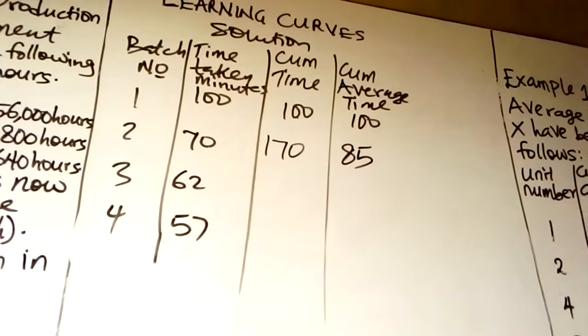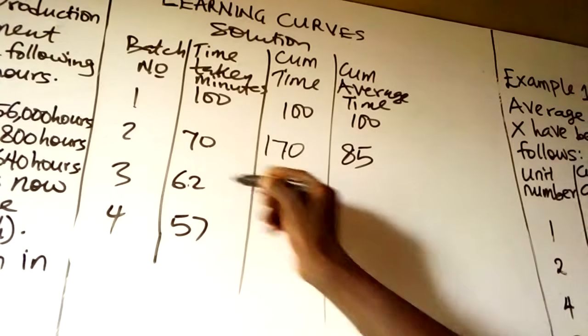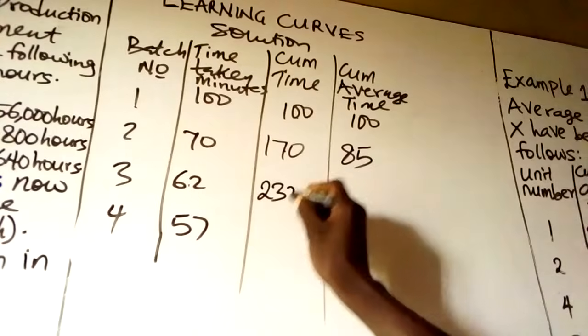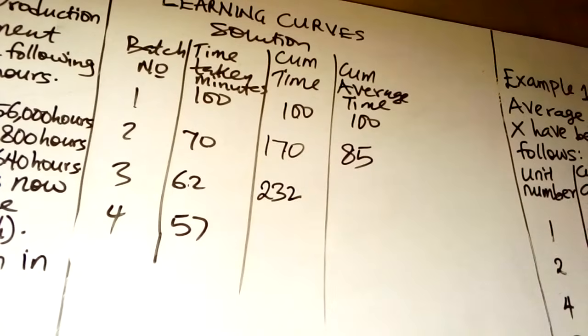170 again plus 62, then you have 232. 232 divided by 3 gives us 77.33.